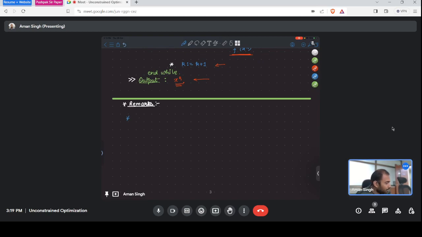If we start at an arbitrary point, then Newton's method need not converge to a stationary point. So it may not converge to the minimum point. That means Newton's method is faster, but it does not guarantee convergence. So that is one disadvantage that we have.